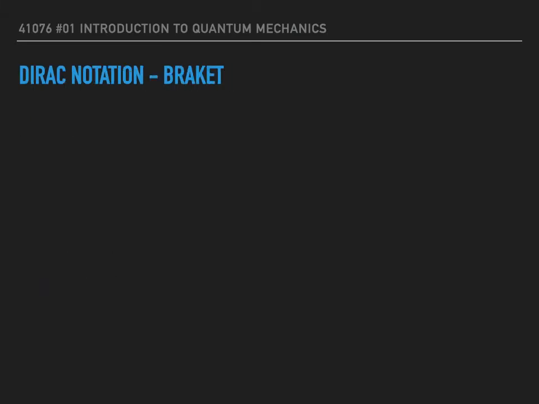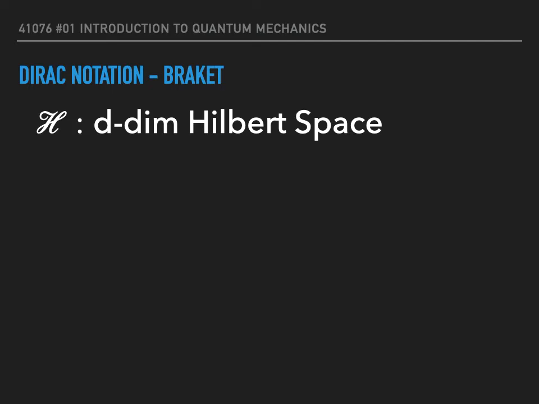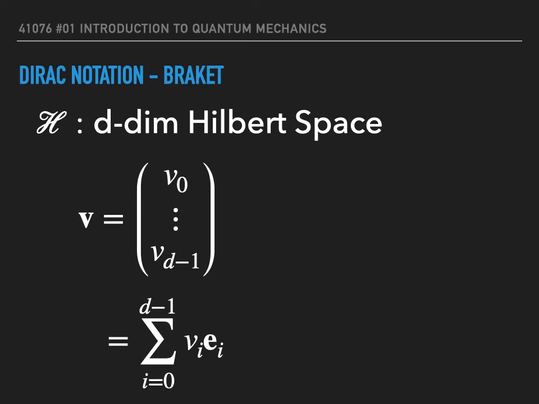Throughout the lecture, we will denote curly H a d-dimensional Hilbert space, if not stated otherwise. A vector V in the Hilbert space H is a column vector with d elements, where each element Vi could be a complex number. We can rewrite the vector V as the sum of each complex number times the corresponding computational basis Ei, where Ei is a zero column vector except a 1 at the i plus 1 location.